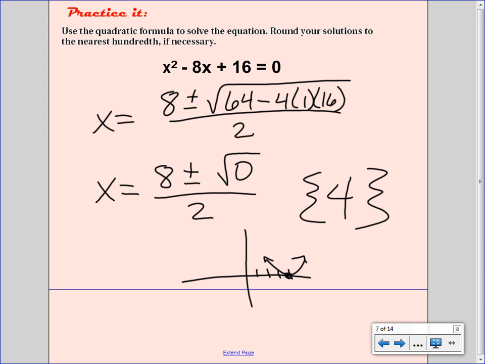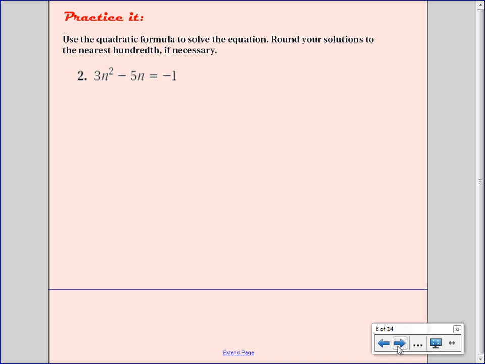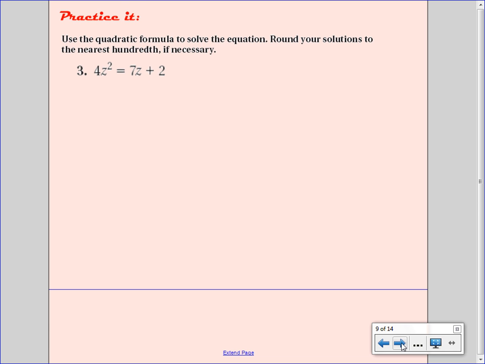I like this. It works every single time. Do we need more examples, or are we good? We're good. Okay, we'll flip through a couple of examples.